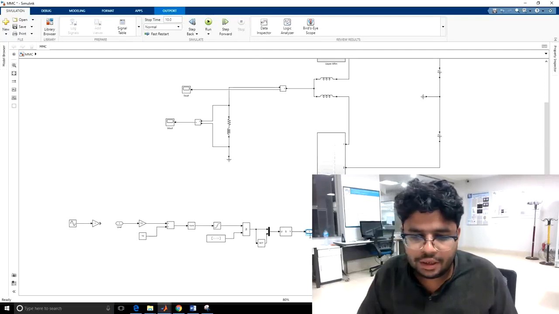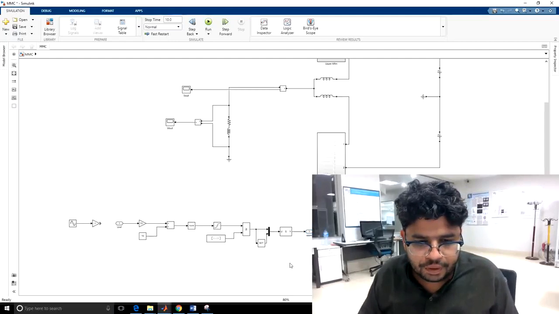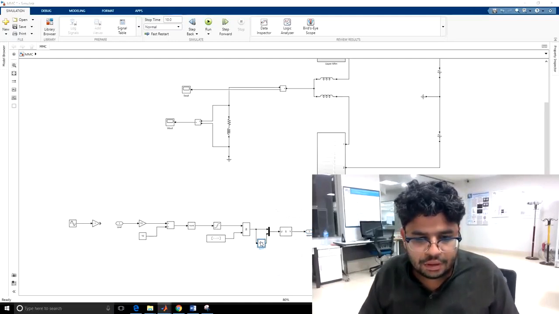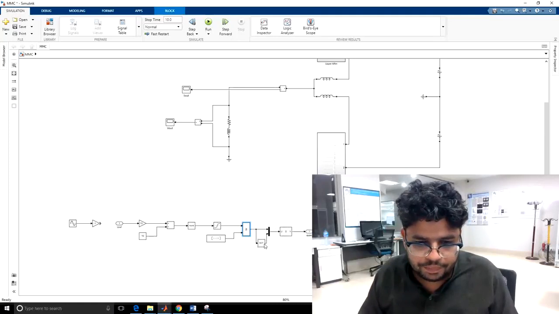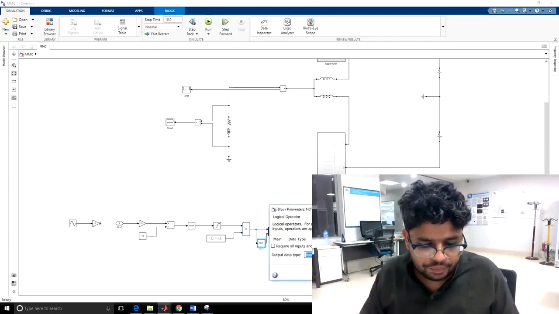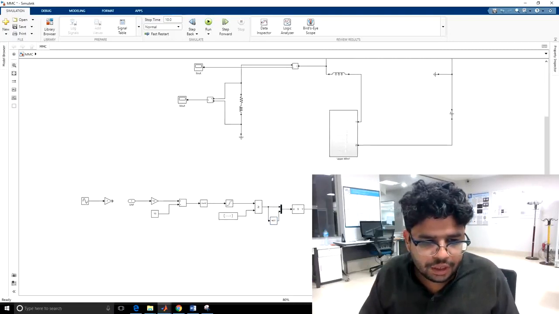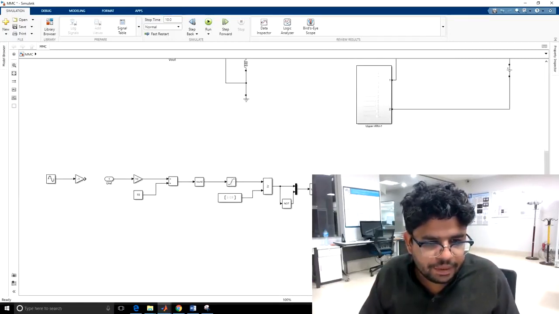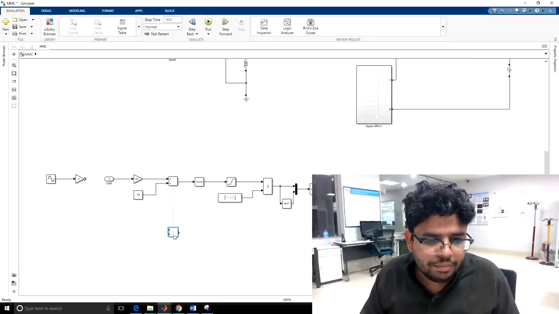Let's call it upper arm. Please make sure this data type should also be double. Data type should match. So this is the gate signal settings for the upper arm. Similarly, we need gate signal settings for the lower arm.